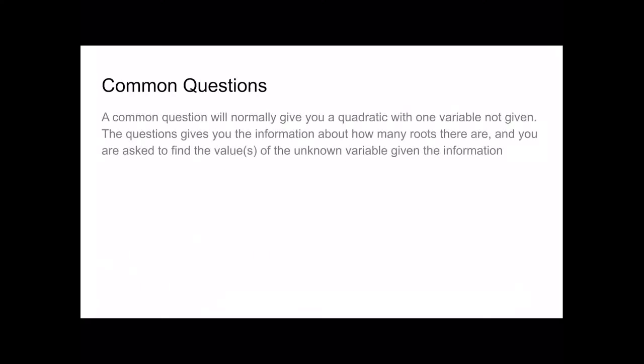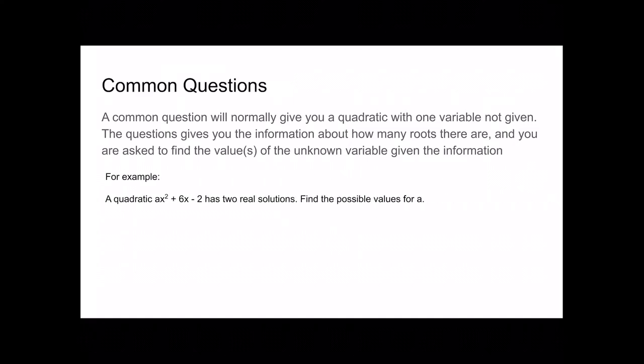Alright, so some common questions. A common question will normally give you a quadratic with one variable not given. The question gives you information about how many roots there are, and you are asked to find the values of the unknown variables given that information. For example, a quadratic ax squared plus 6x minus 2 has 2 real solutions. Find the possible values for a.